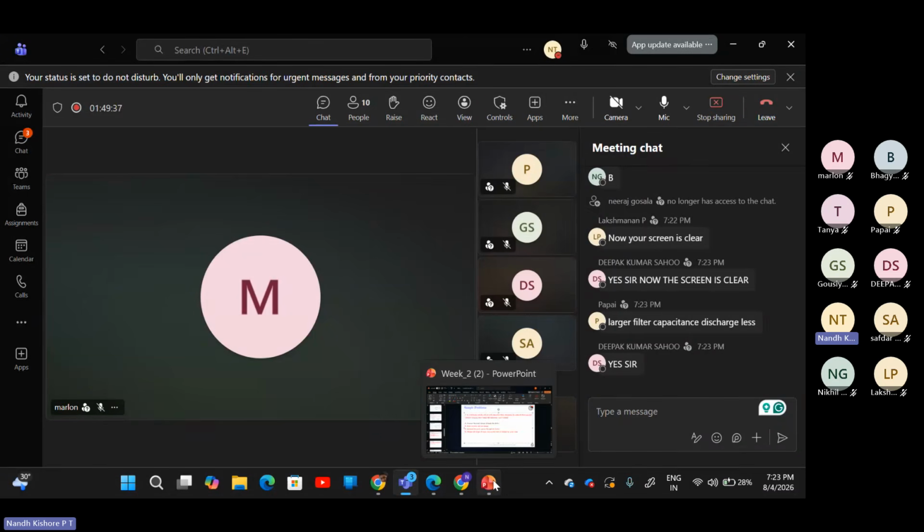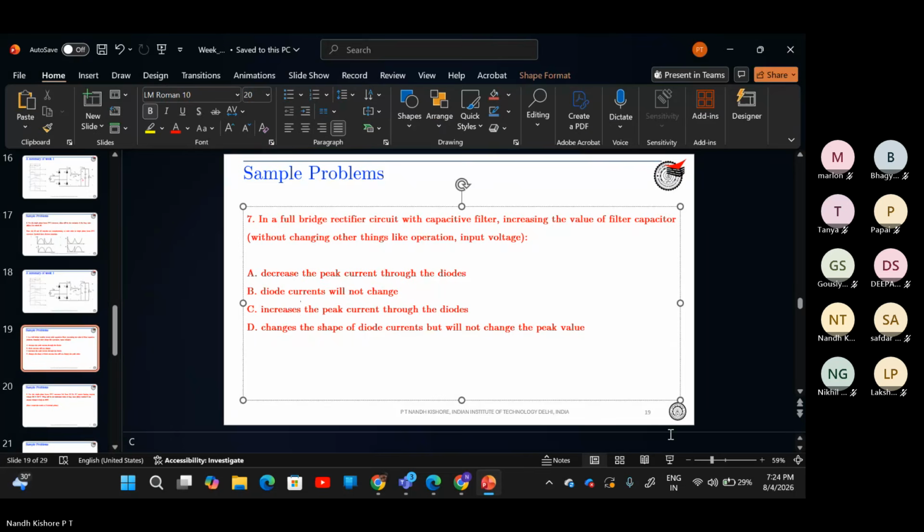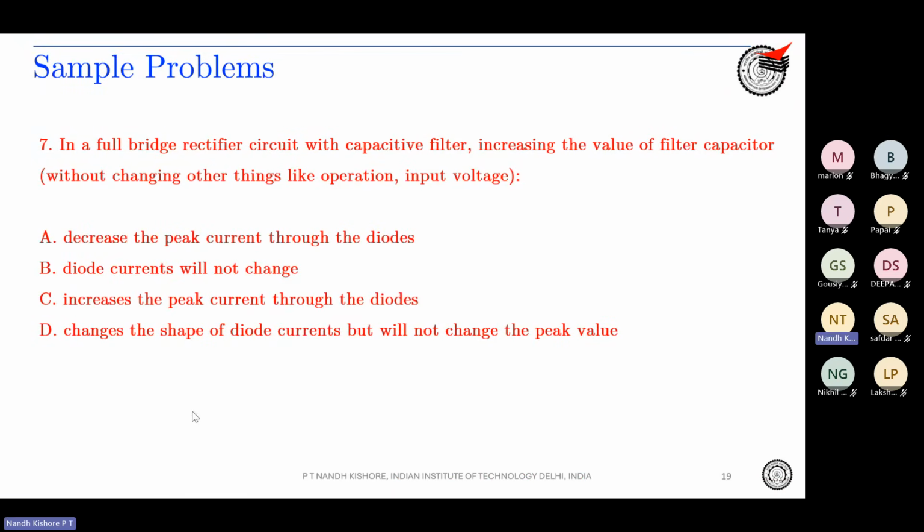Okay, we will go back. I think the screen is clear right now. A few people left probably, I don't know what happened. Anyway, in the answer key, they have given that the answer is increases the peak current through the diodes. Okay, but we will see this question later on.